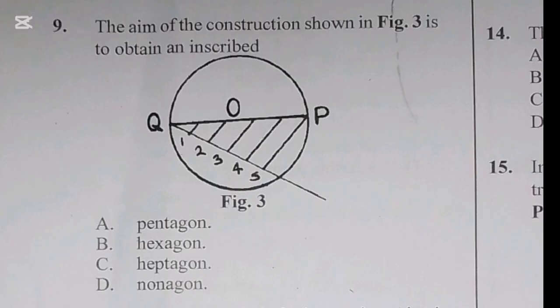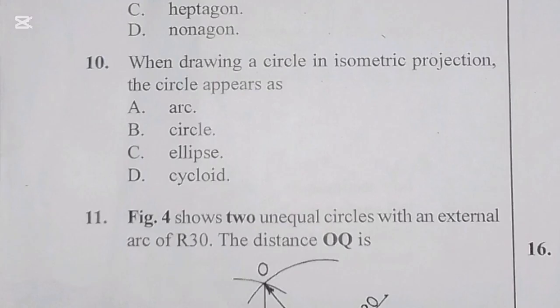Then question 9. The aim of the construction shown in figure 3 is to obtain an inscribed pentagon. You can see we have 1, 2, 3, 4, 5 divisions there. So an inscribed pentagon is to be constructed when we have this construction as shown on the screen. Then question 10. When drawing a circle in isometric projection, the circle appears as an ellipse, as you can see there.